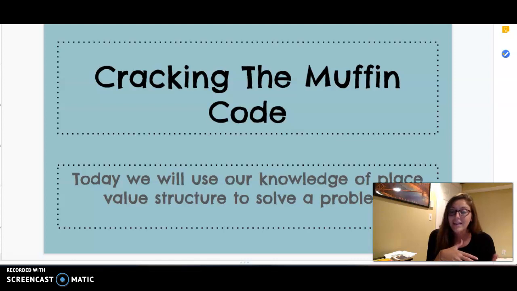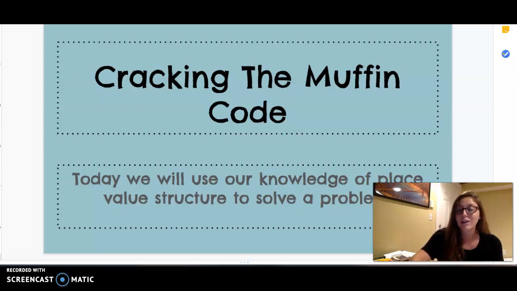But today, I wanted to take a different lens into how we're going to work in math. Instead of me teaching you a concept and then you practicing it on your own, we're going to work together on using our place value knowledge and structure to solve a problem. We need to crack a code, and I need your help in order to do that.